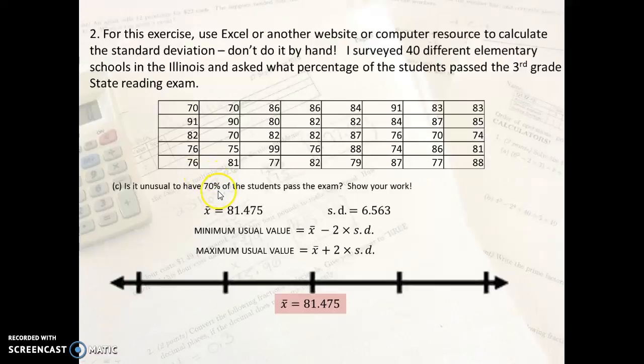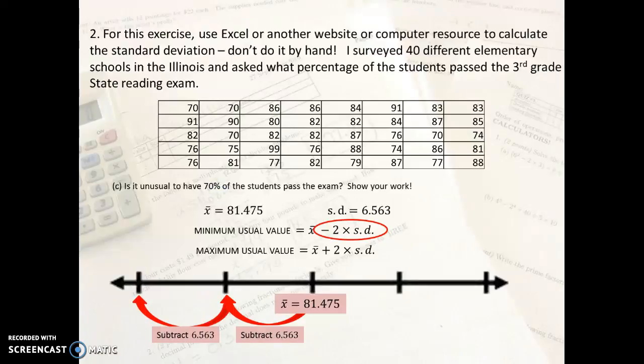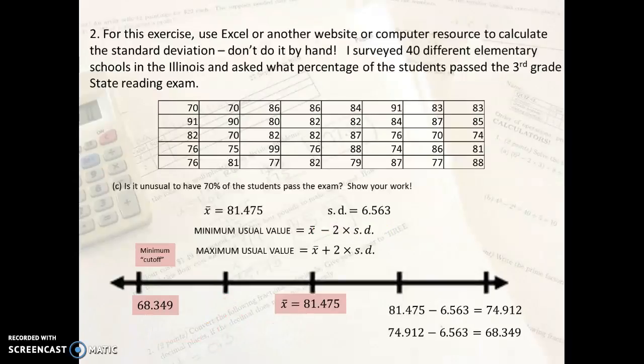If I'm trying to talk about 70%, then I want to look at the minimum. And the minimum, this formula tells me to go down twice, minus 2. So in other words, I'm going to jump down twice. But why does it say 6.563? Well, because it says go down twice by the standard deviation. So that's why we're using the standard deviation to figure out how much I need to jump by. All right, well, that's a calculation. I can do that. I subtract 6.563, and I subtract 6.6563 again, and I get my answer, 68.349. That is my minimum cutoff. In other words, if I'm below that, then I start to feel like it's unusual. If I'm below 68, then it's a little unusual.